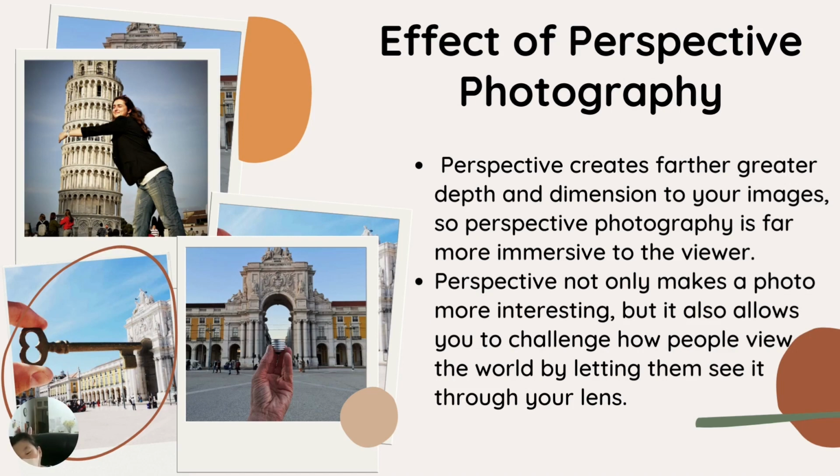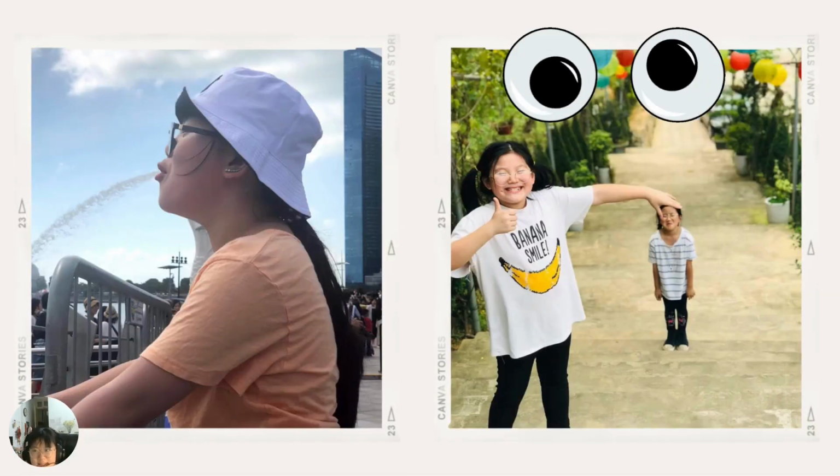Let's see Mitchell apply perspective in her own photos. This is me. I replaced the position of the Merlion in this bay. It looks like I'm blowing out the water line from my mouth for real. And this is another picture of me and my sister. I look like a big giant and my sister like a tiny person.